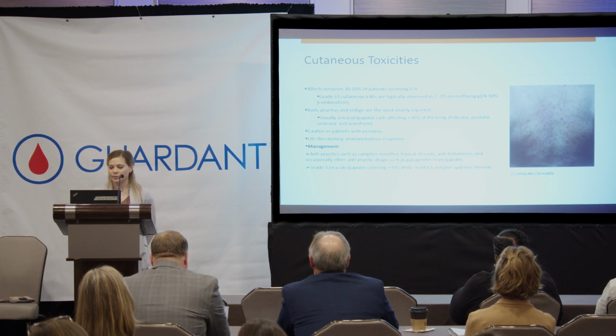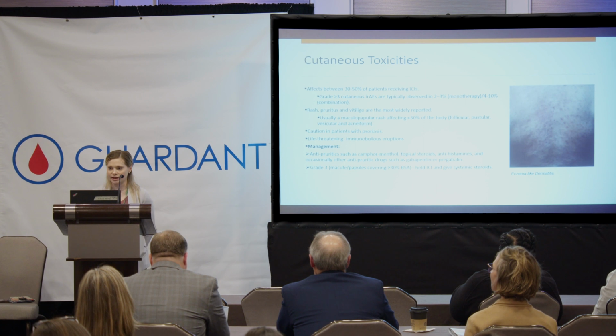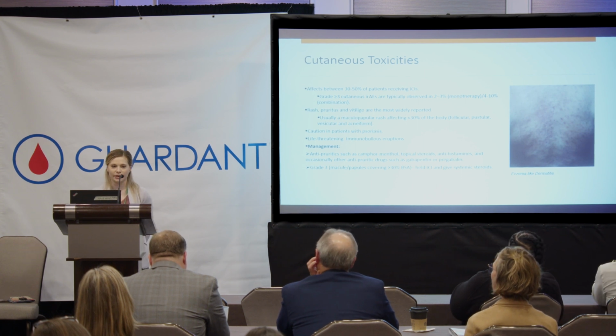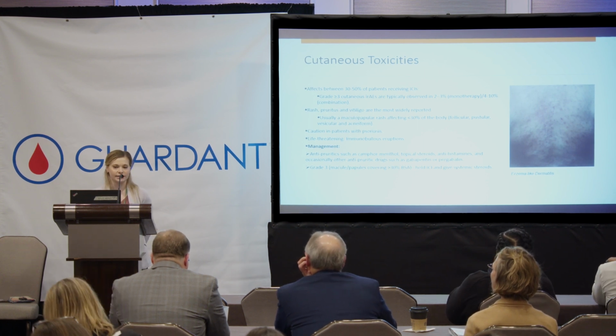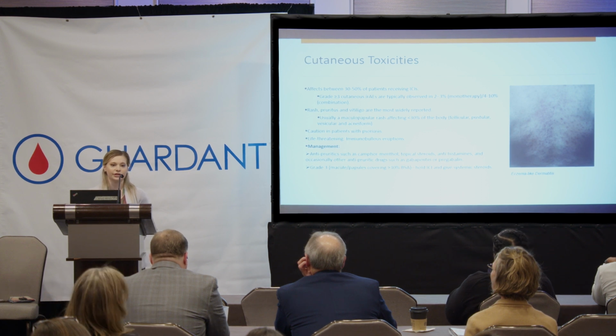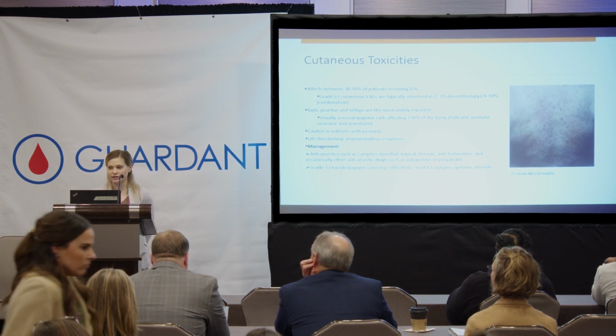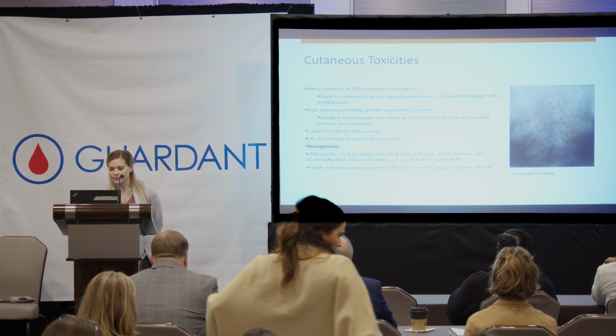Usually a maculopapular rash affecting less than 30% of the body surface area is pretty typical of what we would see, and it can take on the follicular, pustular, vascular, or even acneiform look. Caution should be used in patients with psoriasis, which I kind of mentioned back in the previous slides. You want to take that into account if you have a patient with a pre-existing history of psoriasis. You may need to get them in with dermatology to optimize their treatment if they really aren't already.